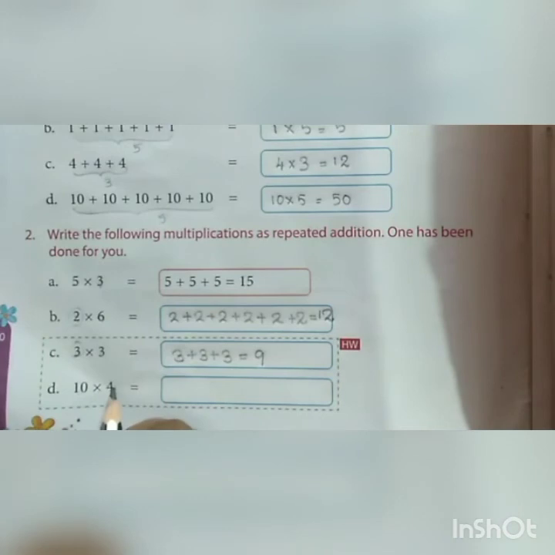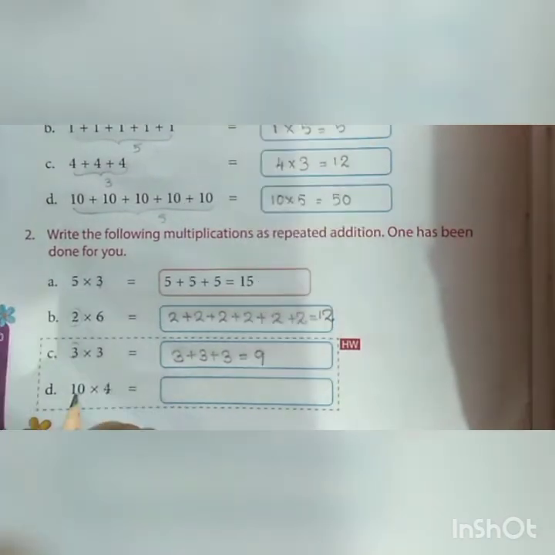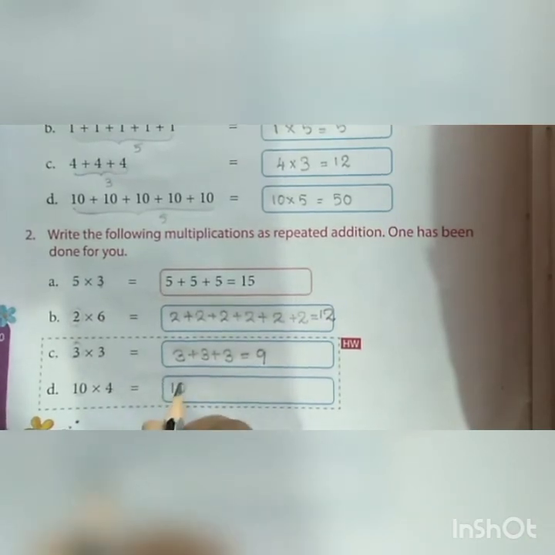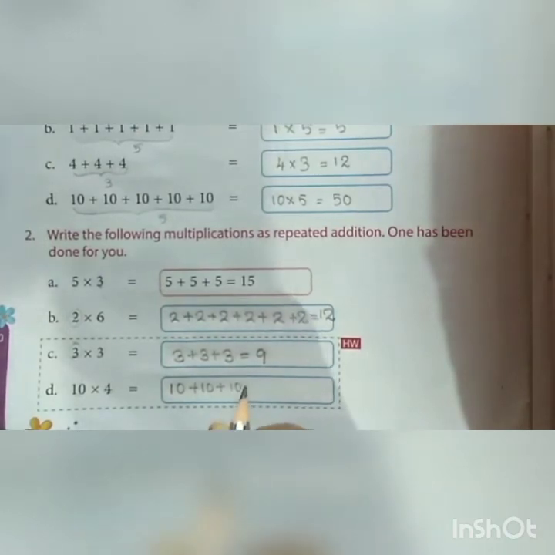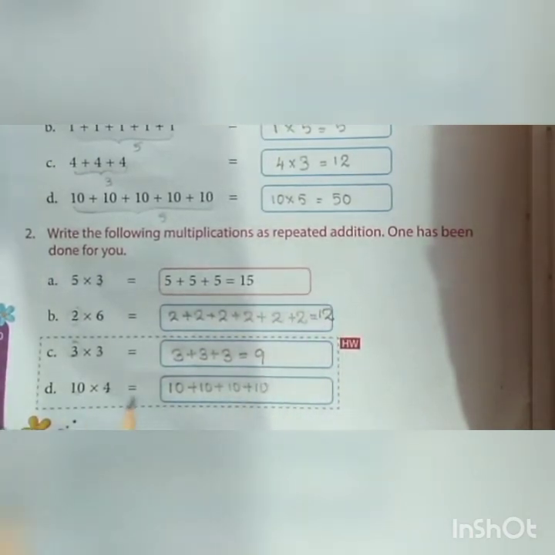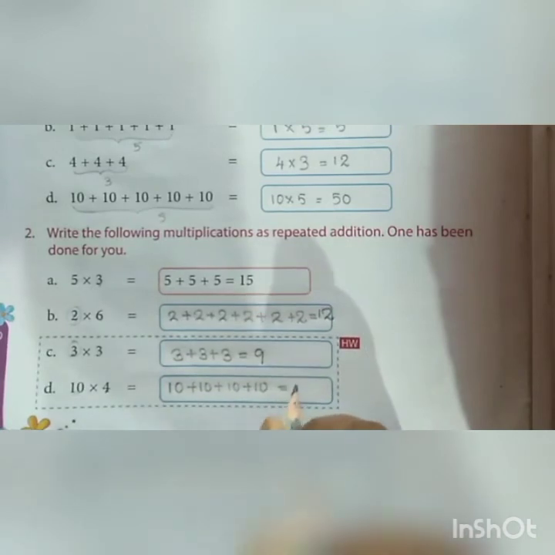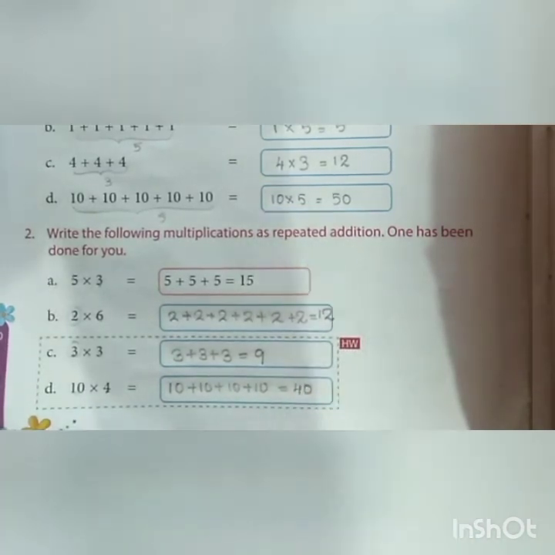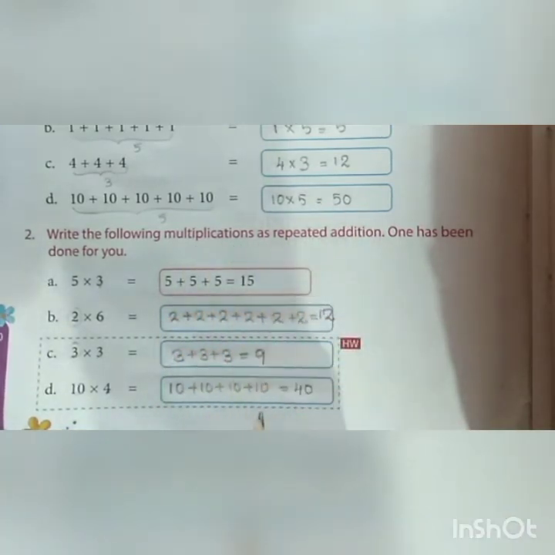Next question, 10 into 4. 10 into 4 means the number 10 is added 4 times. That means we should write 10 4 times. 10 plus 10 plus 10 plus 10. So 10 plus 10 equal to 20. 20 plus 10 equal to 30 and 30 plus 10 equal to 40. So the answer is 40. So this is a method of writing multiplication as repeated addition.